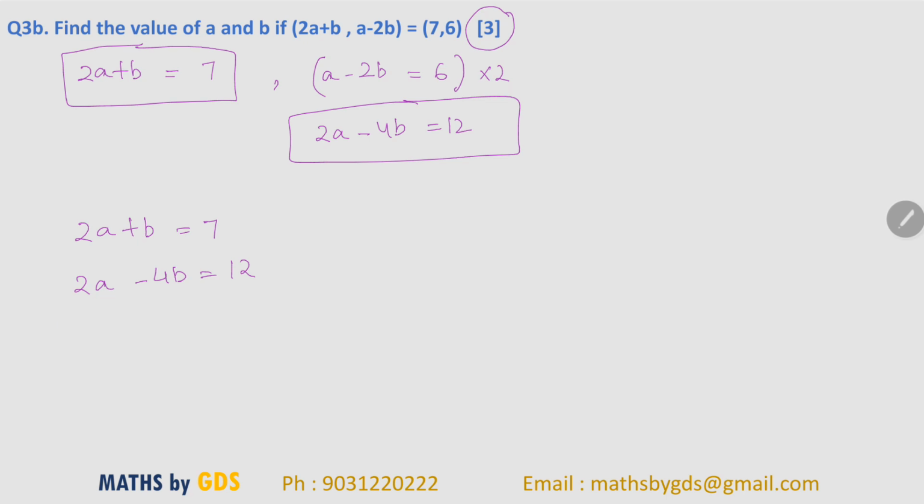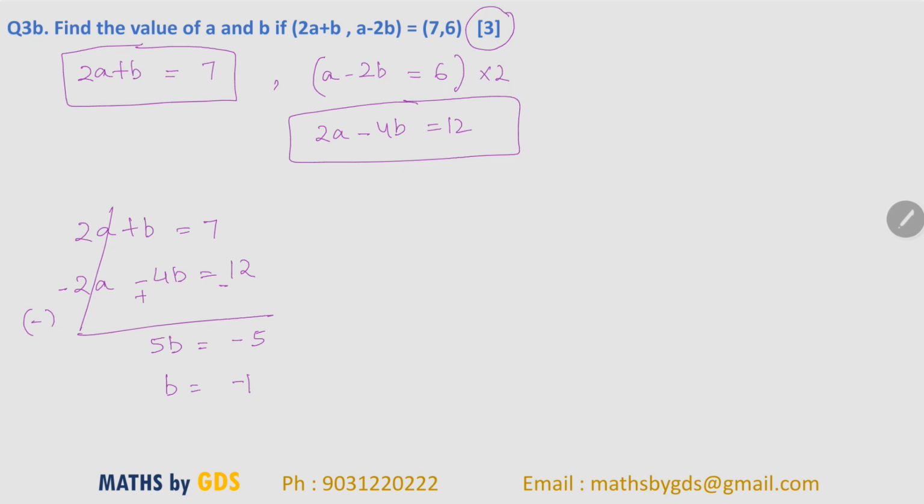We subtract these two equations. So this becomes minus, this becomes plus. 2a and negative 2a are cancelled. B minus of minus 4b becomes plus, so this becomes 5b, and 7 minus 12 becomes minus 5. So b is minus 1.